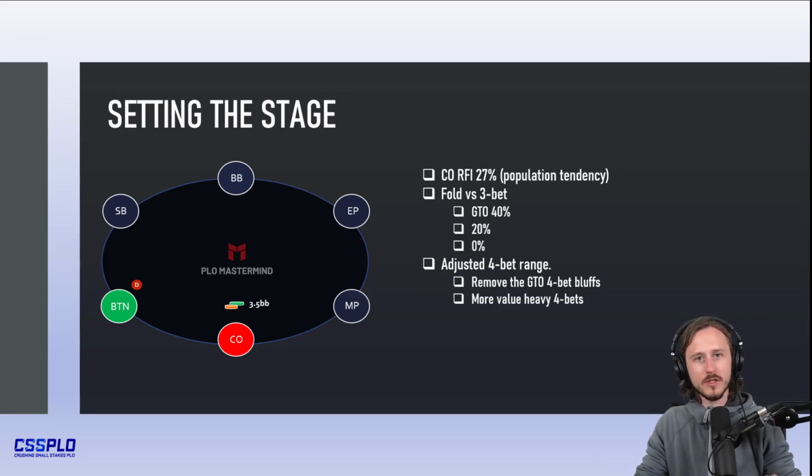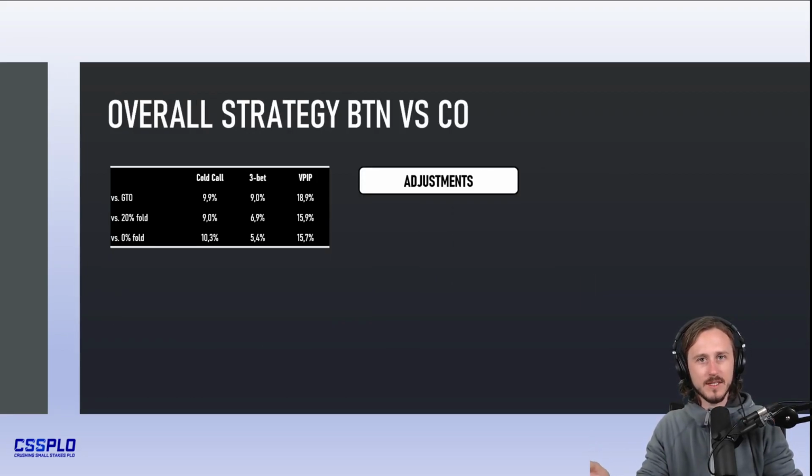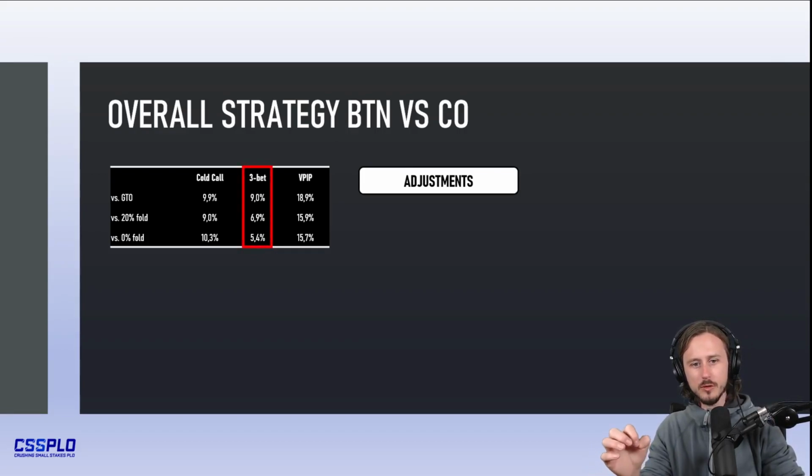Before we jump into those hand examples, we want to look into the overall strategy here, button versus cutoff. So we have a versus GTO fold, we have a versus 20% fold, and we have versus 0% fold. If we look here at the table, you can see two interesting things. The first thing here is our 3-bet range. Versus GTO, we should 3-bet 9% of our range here, sitting in the button. However, if our opponent is folding only 20% of the time here, our 3-bet drops to 6.9%. And if we look at a versus 0% fold by the cutoff, our 3-bet drops again, and this time to 5.4%.